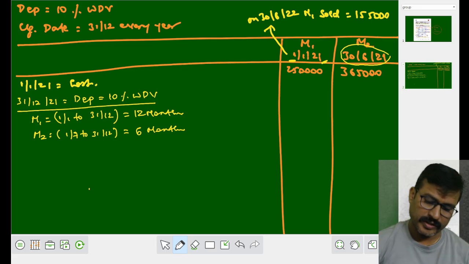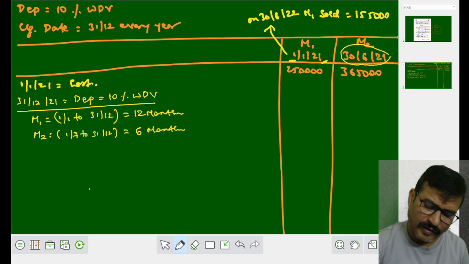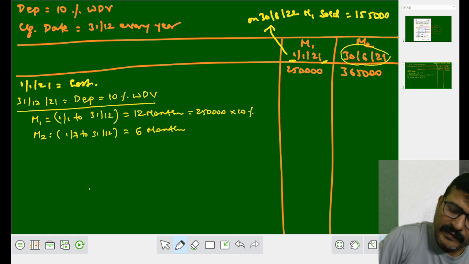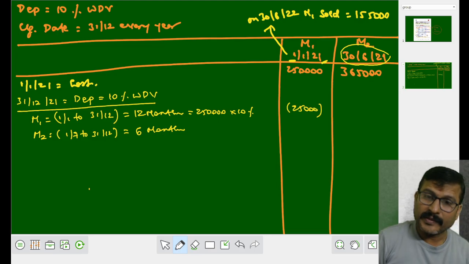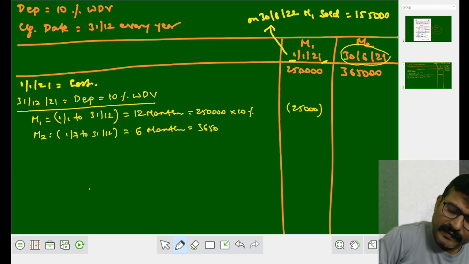Depreciation is how much? Depreciation is 10% on the first machine for 12 months. Take the calculator. First machine 2.5 lakh, 10% for 12 months means it comes to rupees 25,000. Right? For the second machine, it is 3 lakh 65,000, 10% for 6 months.